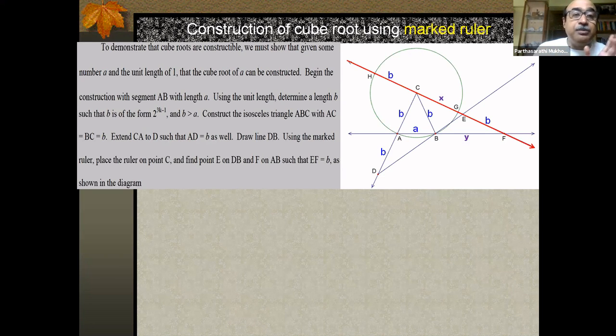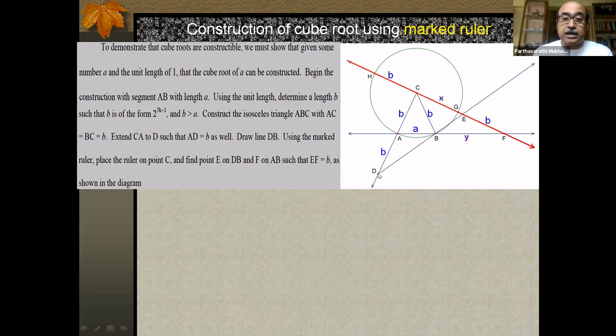So now we have a length B that is greater than A, and B is a number of the form 2 to the power 3k minus 1. I can construct that using the unit length by repeating it. I'll show you, that's simple. That can be done very easily by ruler and compass, just repeating the unit length to get this integral length. Now I construct an isosceles triangle ABC with AC and BC equal to B. Mind you, this was A and this is the new length B. So ACB is an isosceles triangle. Extend CA to a point D such that this much is also B.